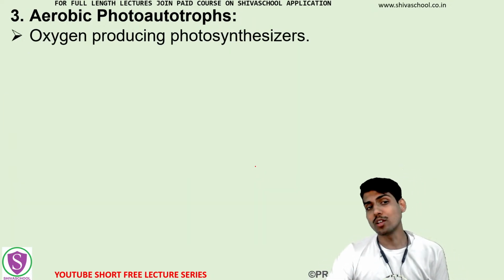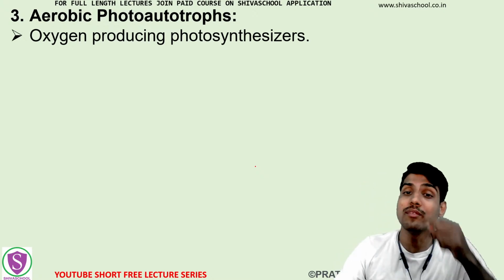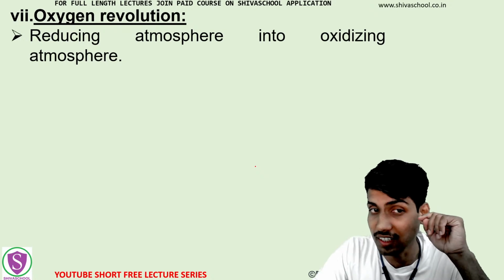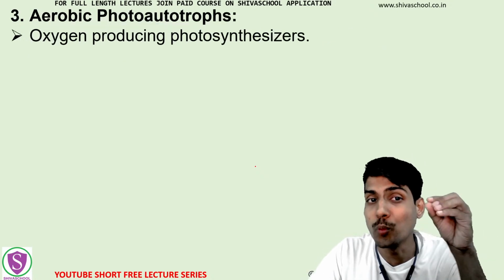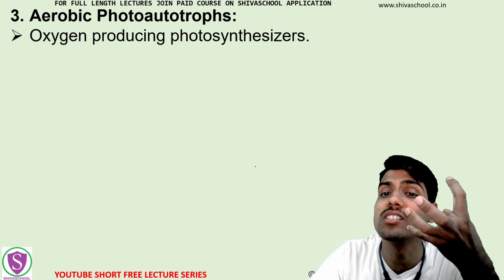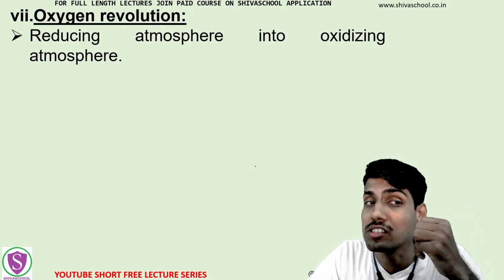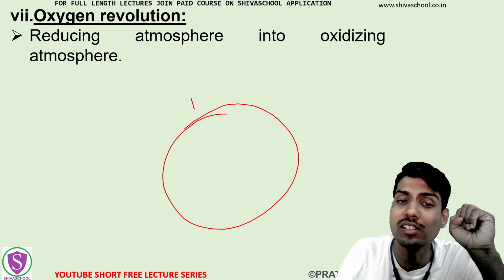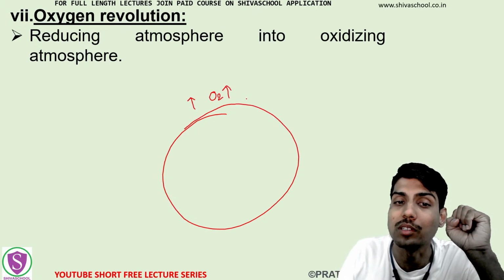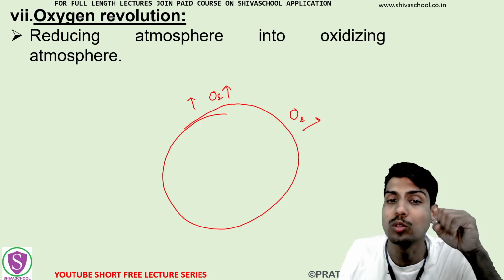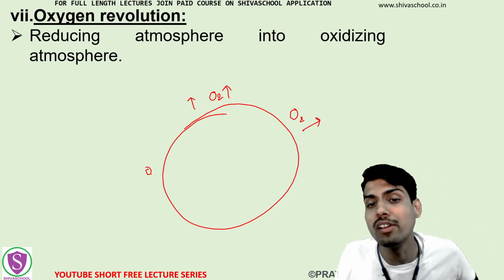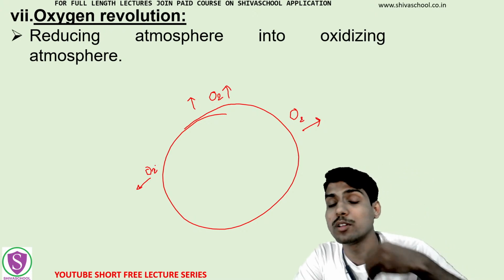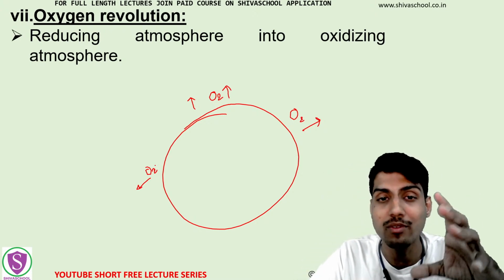But what will the aerobic photoautotrophs do? They will now produce oxygen. Once these aerobic photoautotrophs produce oxygen during their metabolism or nutrition, then throughout the earth the oxygen will start to be released into the atmosphere, so that the oxygen will start to fill this atmosphere.